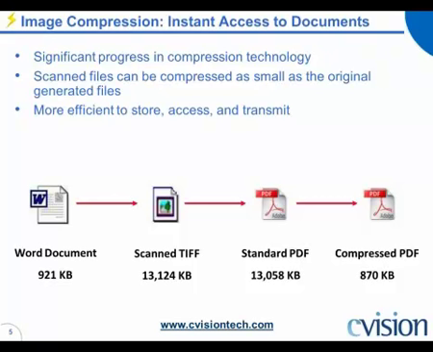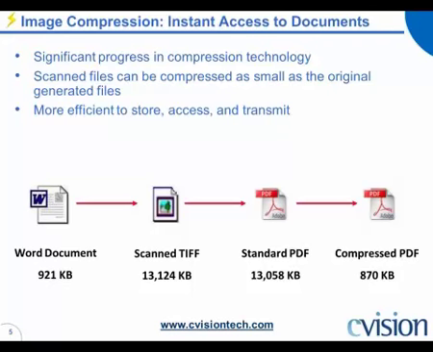So here's an example we came up with just for the purpose of displaying our compression technology. We started with a Word document. The Word document was 921 kbytes. We printed it out. We scanned it to TIFF. It ballooned into a 13 meg TIFF file. A 13 meg TIFF file, of course, is unsearchable as well. So it's difficult to access the email. You probably wouldn't be able to get that across the corporate email server.